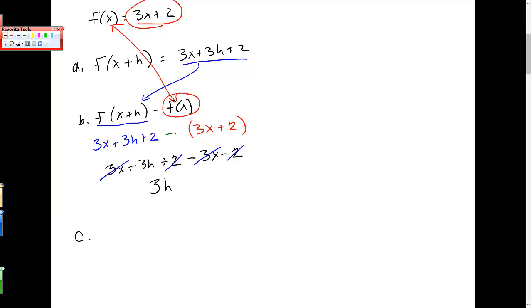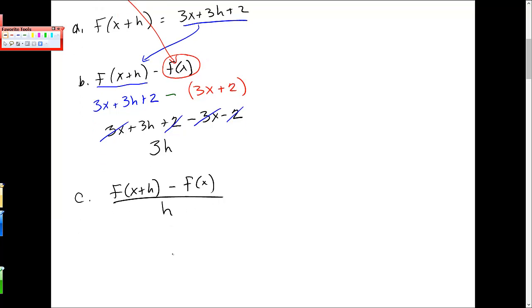Okay? Now, C. I want to find one more item, which is f of x plus h minus f of x all over h. I already found this numerator, right? This numerator is the same as part B. So I'm just going to sub in that the top is 3h, the bottom is h, and then when I cancel these h's, because there's an h here and an h here, I just get left with 3.